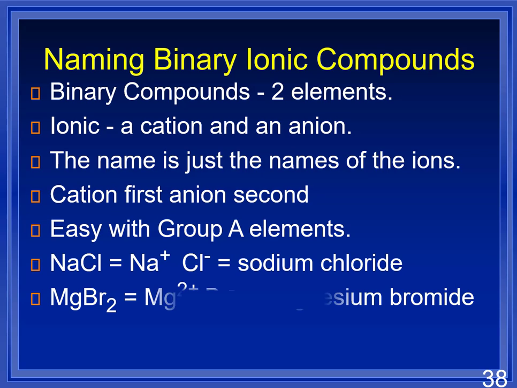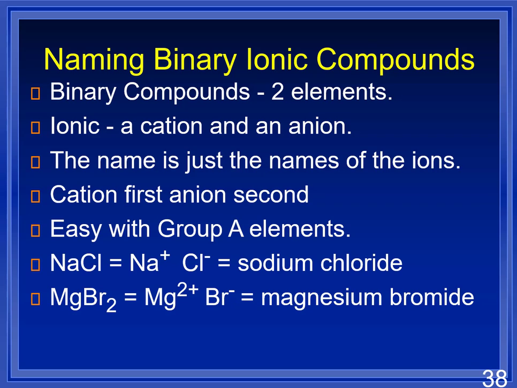Now, some people are confused by this, but let's make clear that MgBr2 is called magnesium bromide, that you don't mention the 2 at all. The name does not include the 2. Mg, the ion Mg makes, is the magnesium ion. Br, the ion Br makes, is the bromide ion. So the name of this is magnesium bromide.